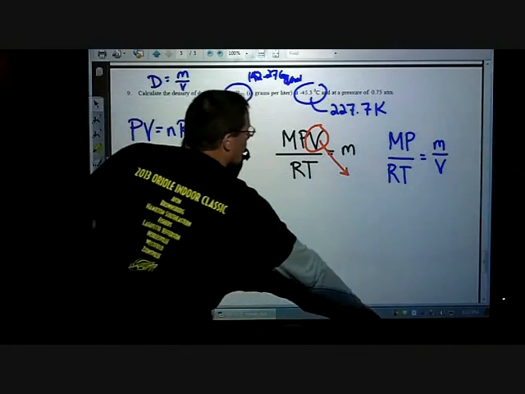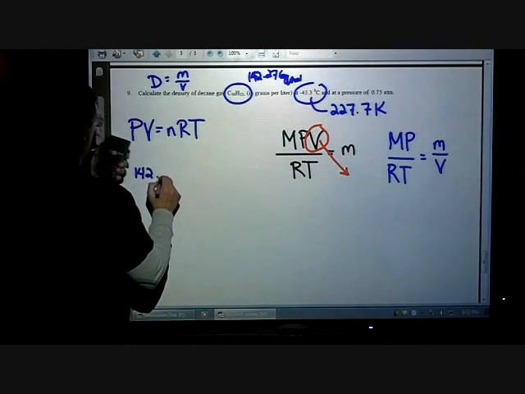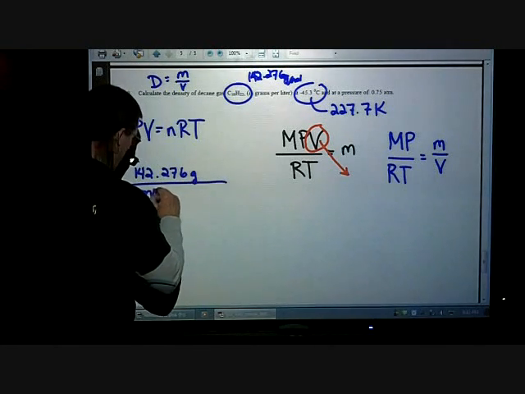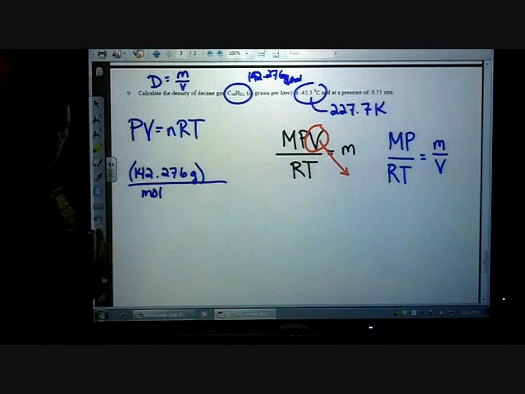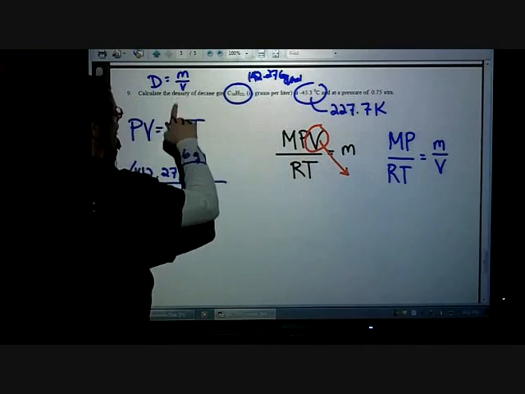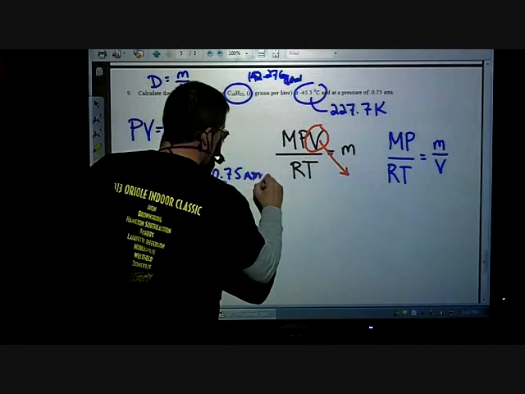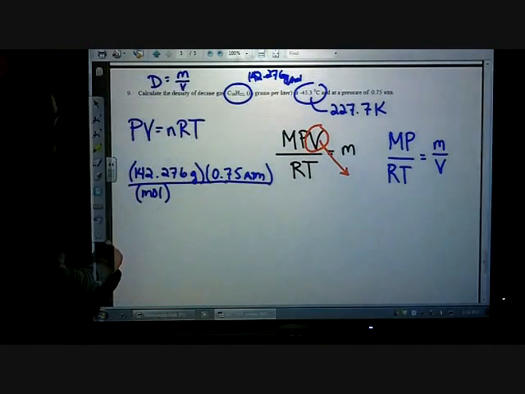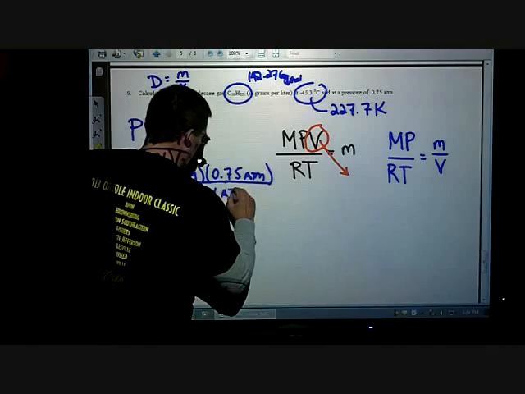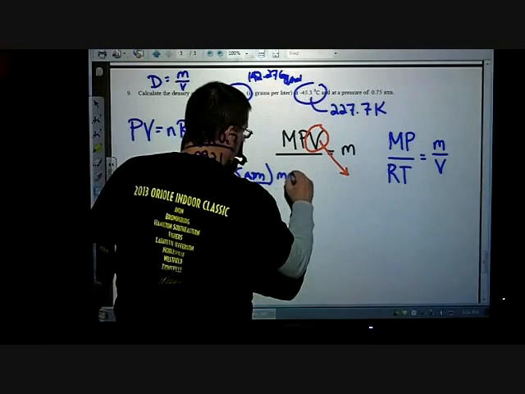Okay. So we can plug in our values here. So MP, so our molar mass is 142.276, and that's grams per mole. Okay. Be sure that when you do molar mass, it's grams per mole. Okay. And then the pressure, what is the pressure here? 0.75 atmospheres. Okay. The R that we'll use is the 0.0821 atmosphere liter. And I'm going to erase RT here. Put the mole Kelvin right there.